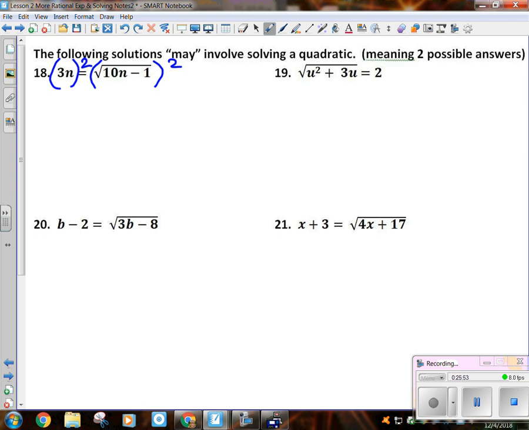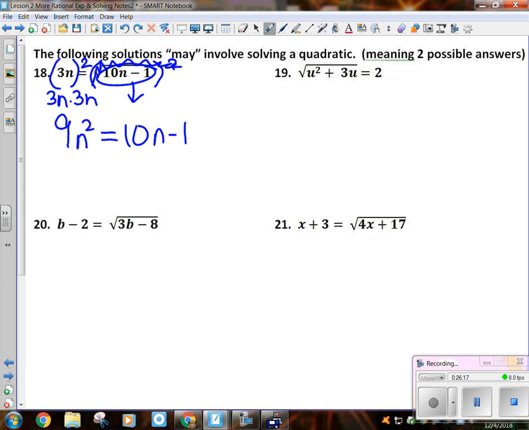What happens if I square 3n? That's going to be like 3n times 3n twice. How many n's and how many 3's? 2 3's, which is 9. How many n's? 2, which is n squared. On the other side, the square of a square root cancels, so I get what?